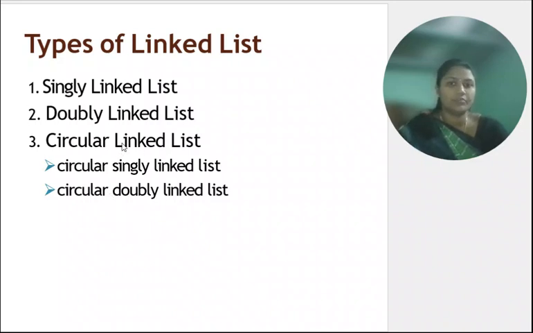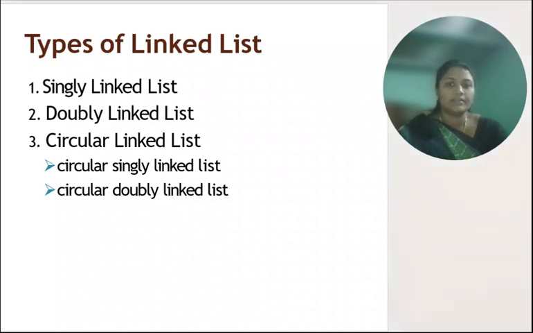Today we are going to see about the topic types of linked list. In types of linked list, we have three types, that is singly linked list, doubly linked list, and circular linked list. In circular linked list, we have circular singly linked list and circular doubly linked list.